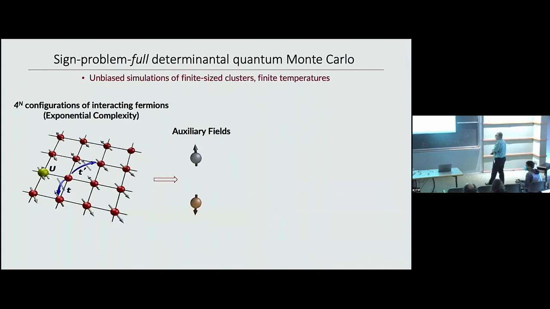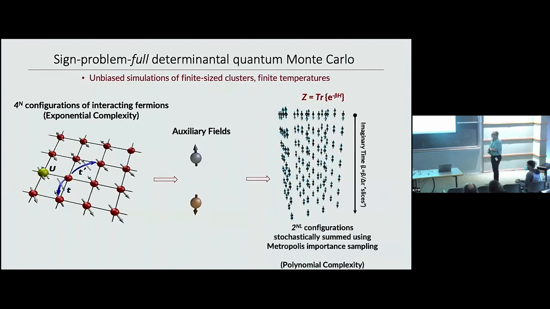And then we simulate these electrons moving in this auxiliary field in a space-time with d+1, where one of the directions is imaginary time, which we typically break up into time slices, which are controllable errors that we can manipulate. That's the Trotter error that's easy to control.